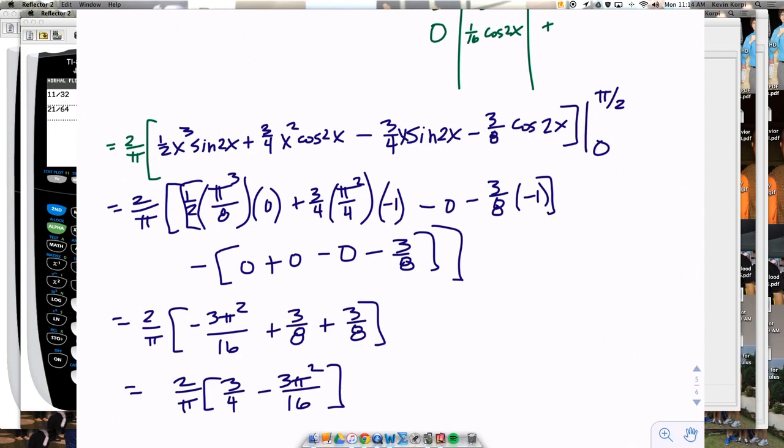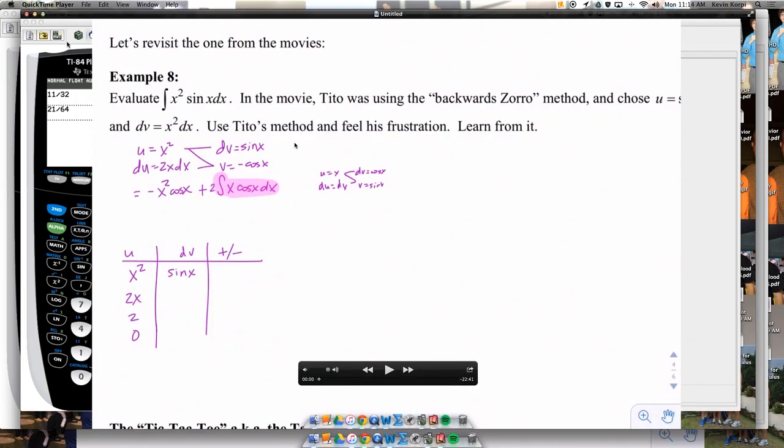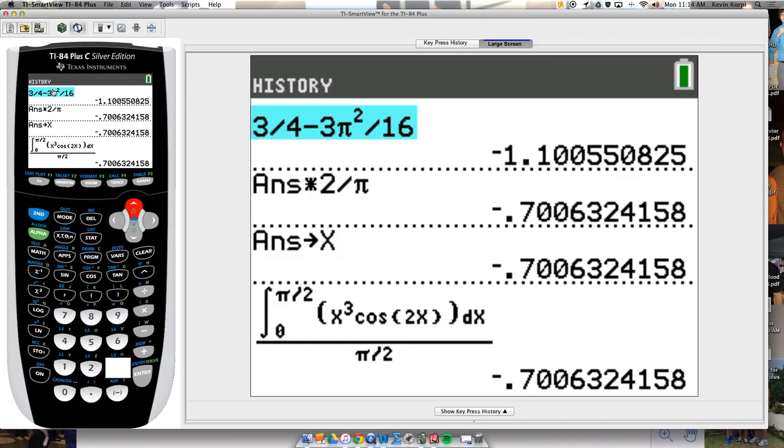I guess you could get a common denominator there and multiply through. But from there, I went to the calculator, because it just didn't seem right. It seemed like it was too ugly, right? So I typed it into the calculator right here, and I did it in 2 steps. I did 3/4 minus 3 pi over 16, and then divided by pi and multiplied by 2.